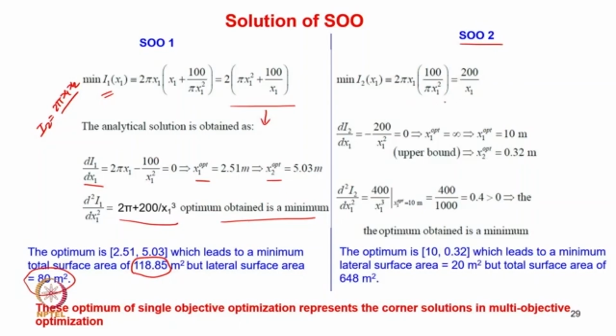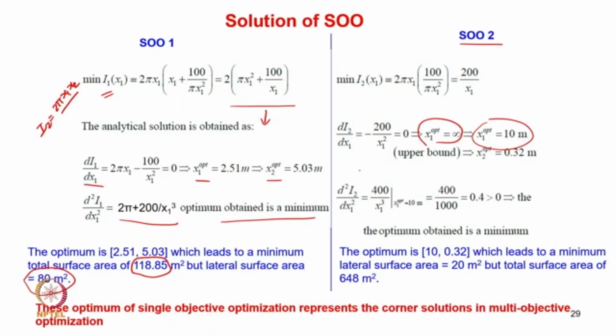So here lateral surface area is minimized alone. So 2 pi x1 x2 is replaced by 100 by pi x1 square, so that becomes 200 by x1. If I differentiate it with respect to x1, what we get is minus 200 by x1 square. If I equate to 0, we get x1 optimum equals infinity, isn't it? But since x1 can be maximally only 10, because a limit on x1 is given, that is, I can have x1 from 0 to 10, so the maximum value of x1 optimum can be taken as 10.